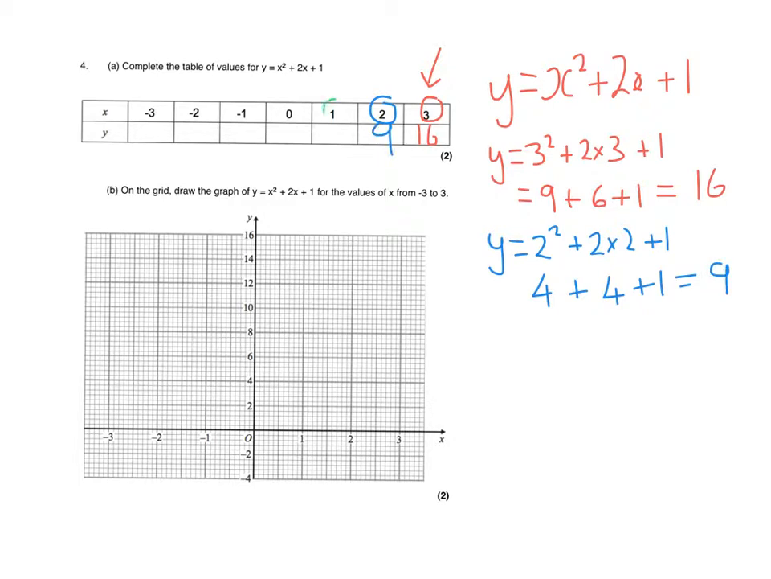Now we're putting in 1, y equals 1 squared plus 2 times 1 plus 1. Indices first is 1, multiplication, 2 times 1 is 2, and then add 1 is 4.